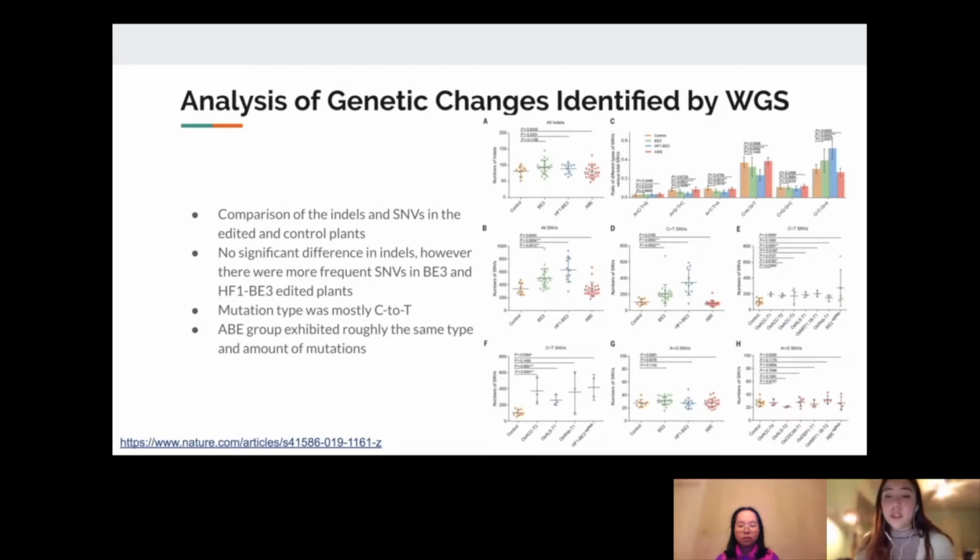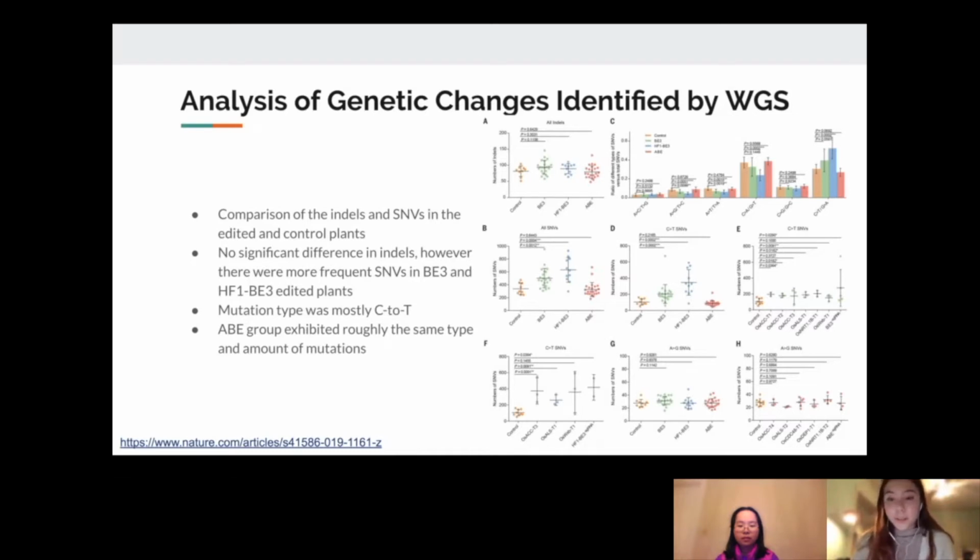So this suggests that, as we expect, since these BE3 and high fidelity BE3 are both cytosine base editors, they produce more cytosine to thymine edits. However, they're doing it more frequently than they should be. The BE3 and HF1 BE3 editors are causing a higher number of SNVs that are C to T transformations than the other versions.